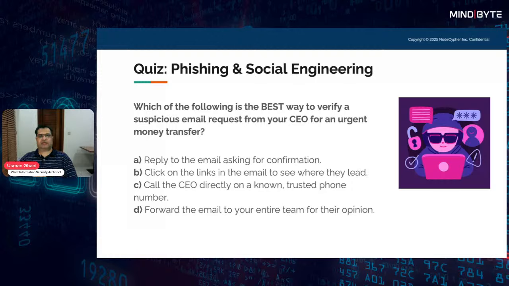Which of the following is the best way to verify a suspicious email request from your CEO for an urgent money transfer? So what if your CEO has sent you an email saying, transfer this much amount urgently to this account, because they are our regular purchaser, and we are selling them. So they're selling us their products, and you are going to pay them. Just send this much money to them, and I'll talk to you tomorrow morning. So what is the best way to handle this kind of thing?